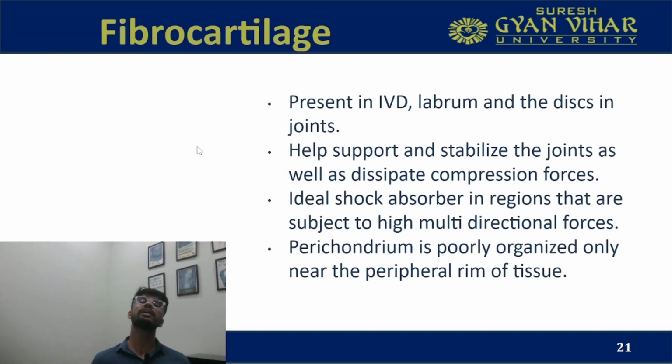So this fibrocartilage is present in the intervertebral disc between the two vertebrae to provide shock absorption capacity, and also to provide resistance to force. They are present in the labrum, and they are present in the disc or the meniscus in the joint.